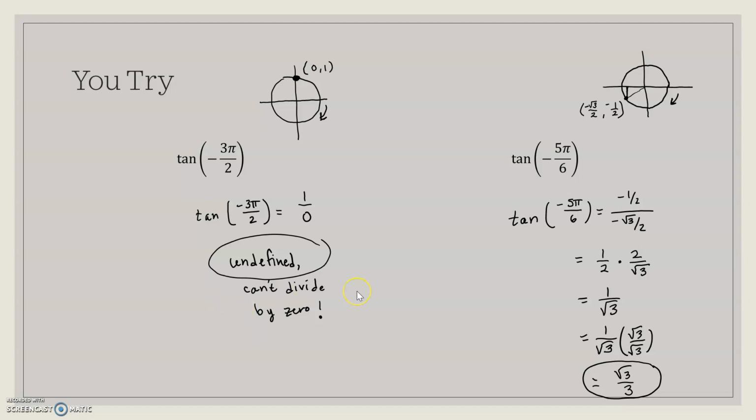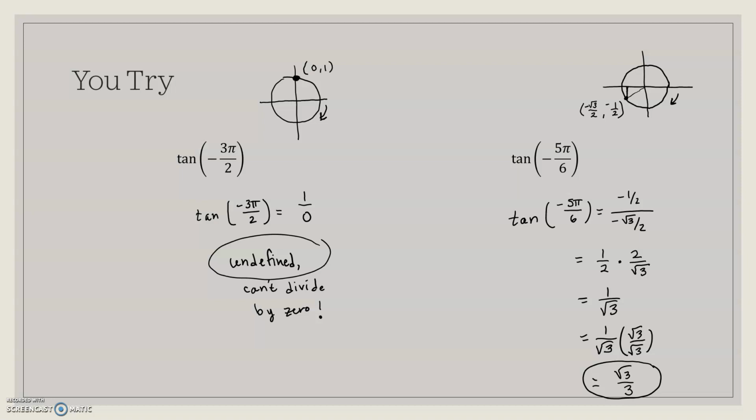So tangent is not defined at 90 degrees, or at negative 90 degrees, or at 270 degrees, or at pi over 2, because all of those places would involve dividing by 0 for tangent.